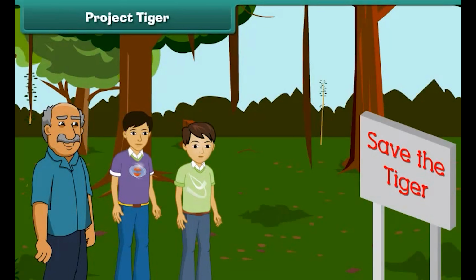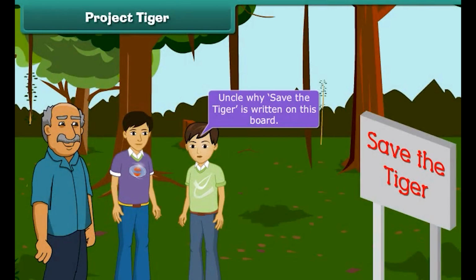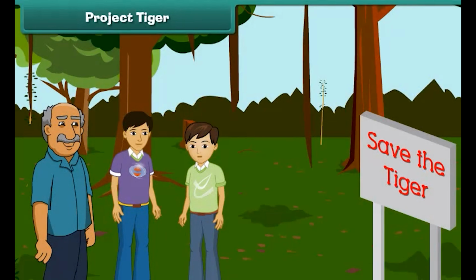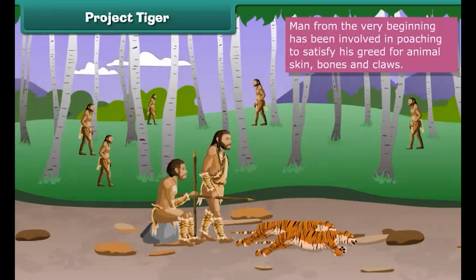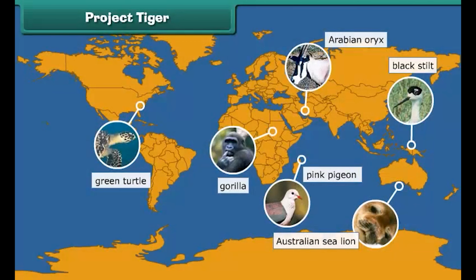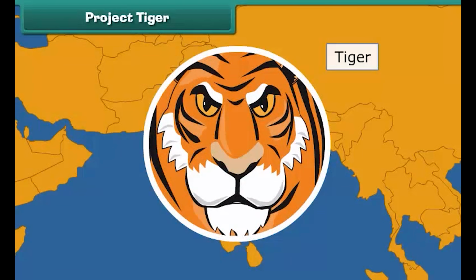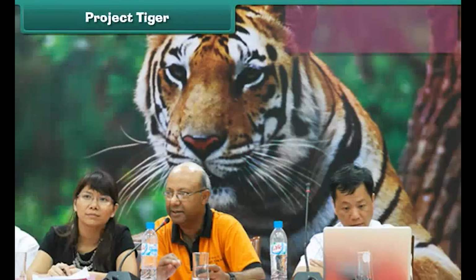Project Tiger. Suddenly, Ram saw a board written, "Save the Tiger." He asks his uncle why "Save the Tiger" is written on this board. His uncle replied that man from the very beginning has been involved in poaching to satisfy his greed for animal skin, bones and claws. He did not care about its effect on the diversity of the world. As a result, we have already made some species fade away from Earth forever. The Indian tiger is also one of them.